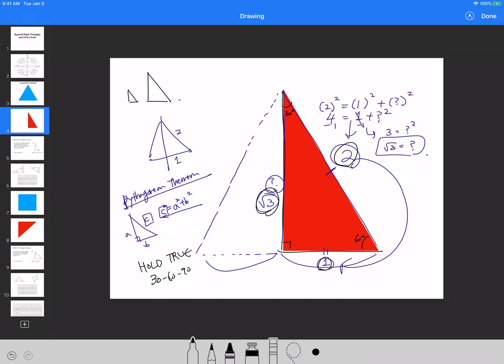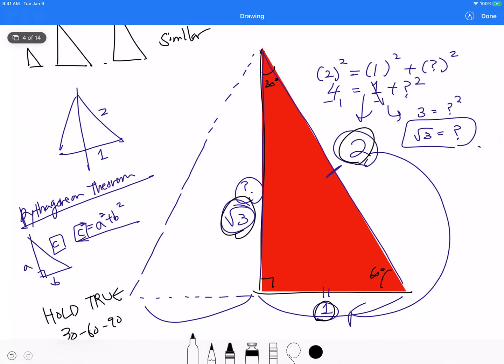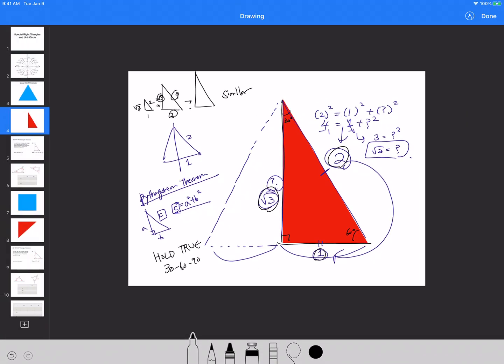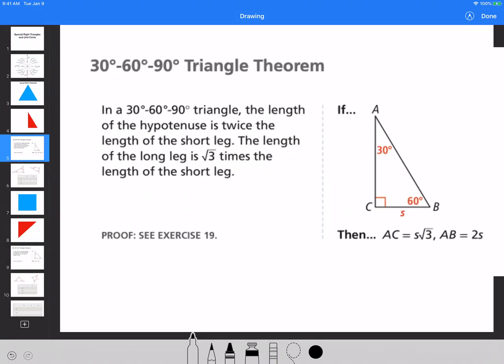All of these triangles are called similar triangles. Because they're all similar, even though the side lengths may be different, the ratio will be preserved. So if this side is root 3, 1, and 2, and you were to double each of these sides to 4, 2, and 2 square root of 3, those ratios will hold true for every single triangle that we'll see. On the next slide, this is usually the textbook definition of what you will see.